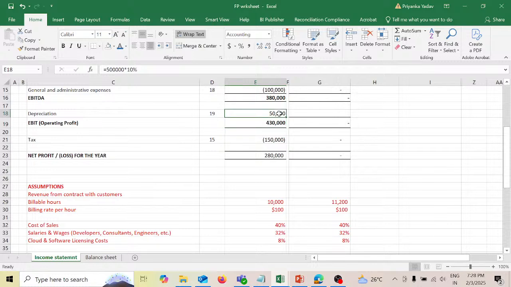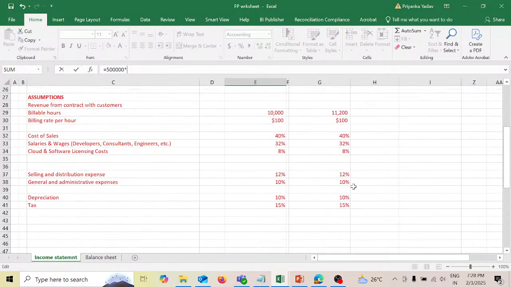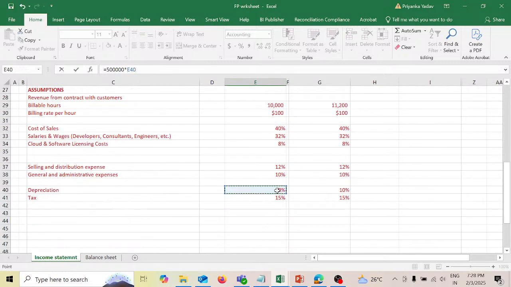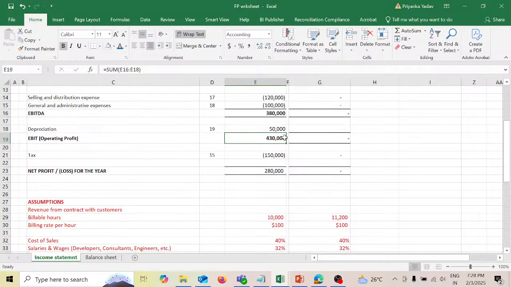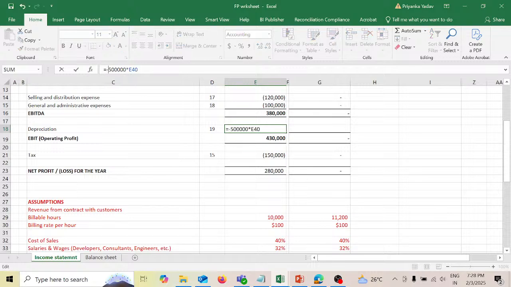Or I will, instead of just writing the rate over here, pick the rate from the assumptions that we have created, so that if at any time we change the rate in the assumptions, our figure will respond over here simultaneously. It will get changed equally, and this I'll make as minus because again this is one of the expenses, 50,000.